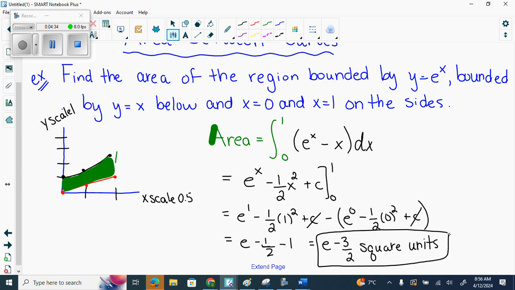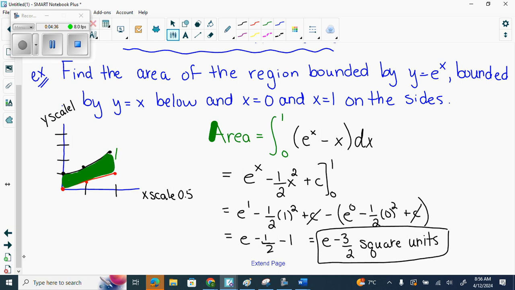Okay, so this is the easiest type of area between two curves I could ask you. I actually told you which one was above, which one was below, and I bounded it.